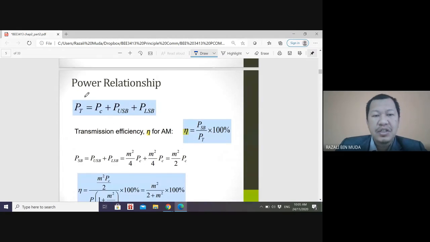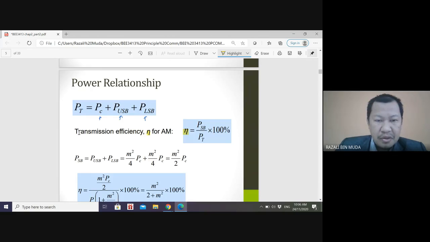Okay, next. Power relationship. Basically there are three components in the AM signal: carrier, upper sideband, and lower sideband. So the total power carried by this signal is the combination of those three components, which is carrier, upper sideband, and lower sideband.